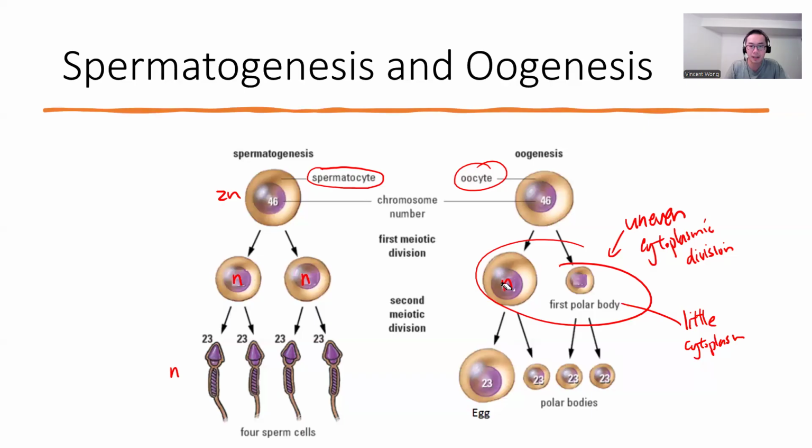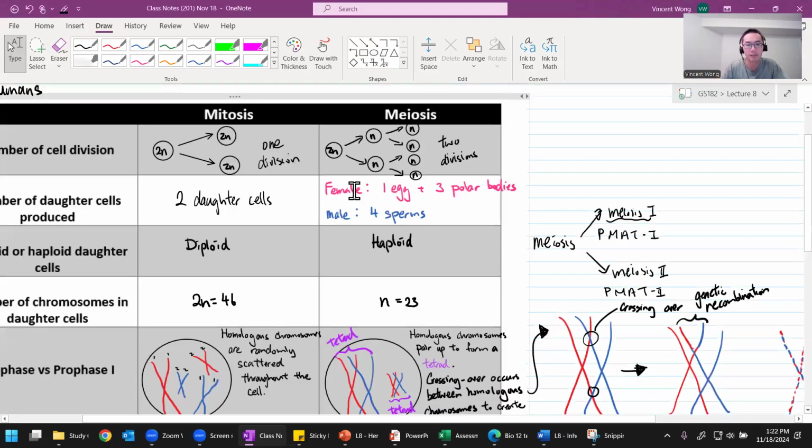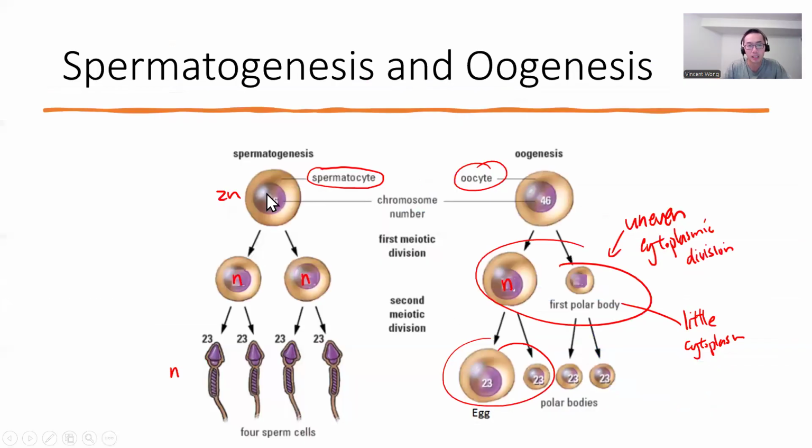And this thing, when it divides the second time, same thing, we have another uneven cytoplasmic division. And the egg is going to get most of the cytoplasm, and then we generate another polar body. So in the notes earlier, I said for female, the number of daughter cells would be one egg and then three polar bodies. These polar bodies are not going to be fertilized. They're just going to be reabsorbed by the body. But for male, they are going to get four sperm for every meiotic division. Okay, that's one difference.